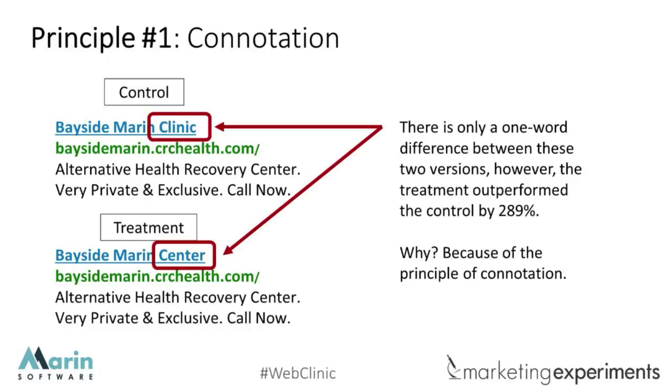In fact, how many of you on the line today would like to change one word on your pay-per-click ad and get a 289% increase? Well, we're going to tell you the principle underneath this change that potentially you can leverage, and it's the principle of connotation. Now, if you think about these words for a moment, why would clinic underperform or not produce as much response as center? Maybe it may start becoming clear to you for a moment.